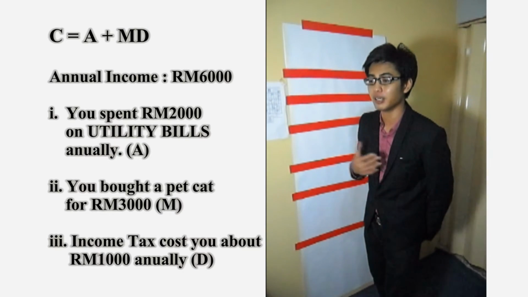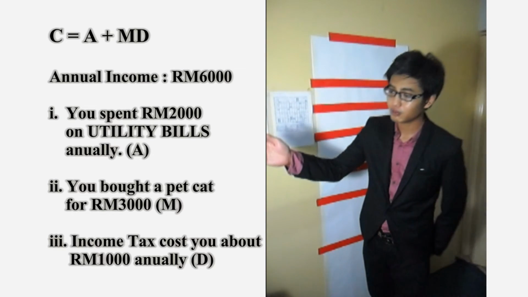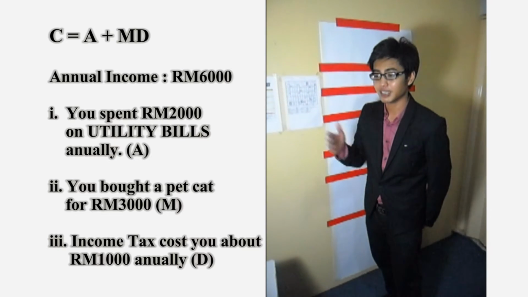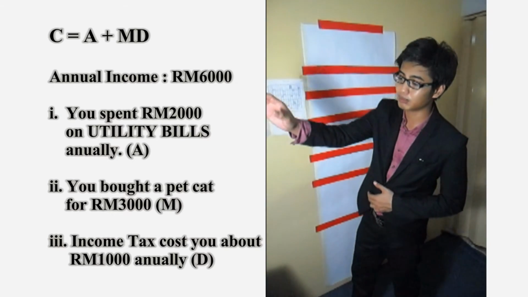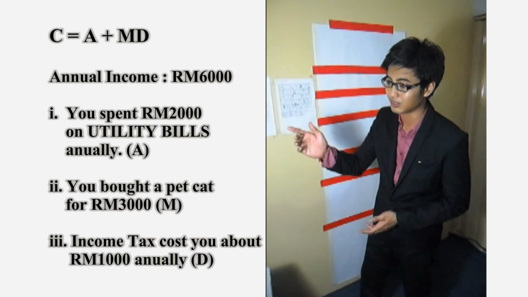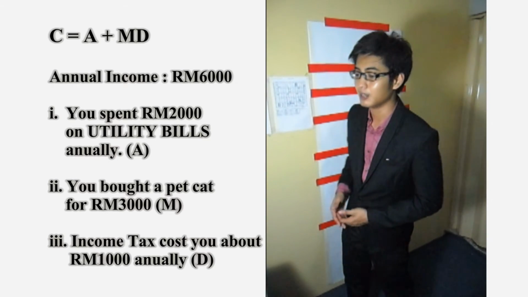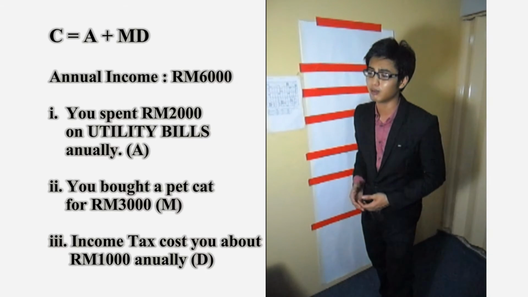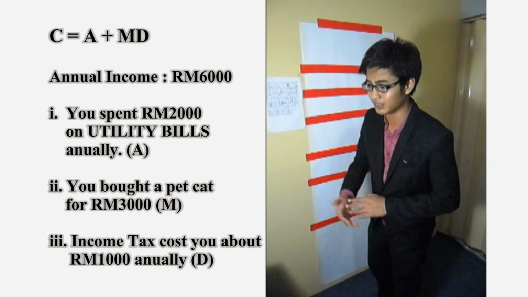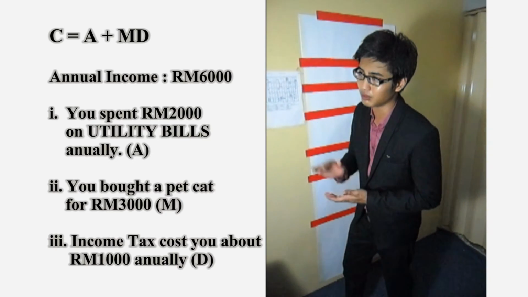Okay, I will give you an example based on the equation. First, for the autonomous consumption value, let's say we have a total of 2000 ringgit in utility bills. Second, for the MPC value, we use our income to buy a car which costs about 3000 from our annual income of 6000. Lastly, we have to fill in the value for disposable income. Disposable income is the value we get from deducting all the expenses such as income tax, interest, etc. In this case, we pay income tax which costs us about 1000.